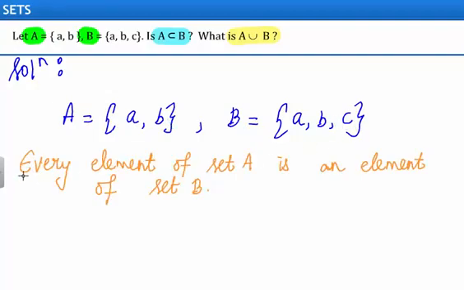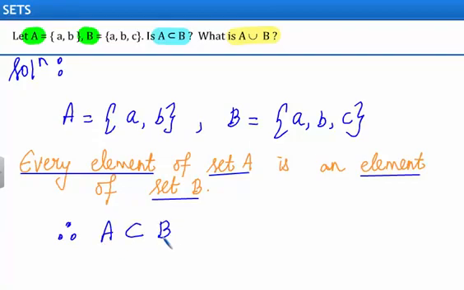So we can say that every element of set A is an element of set B. Therefore, A is a subset of B. Next, let us find A union B. We know that A union B is a set of those elements which are either in set A or in set B. So, A union B will be equal to set of elements A, B, C.